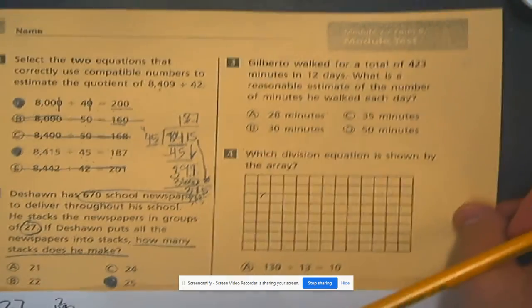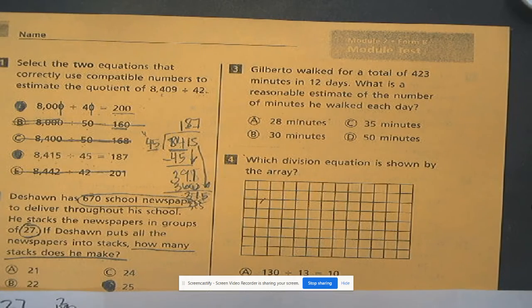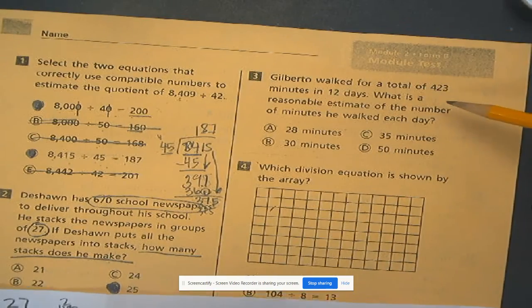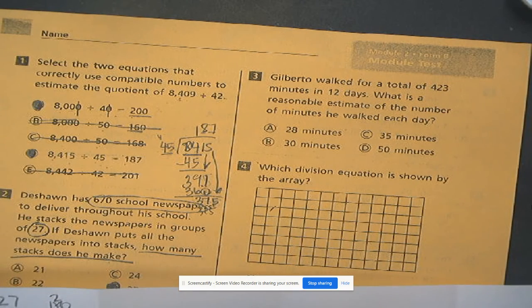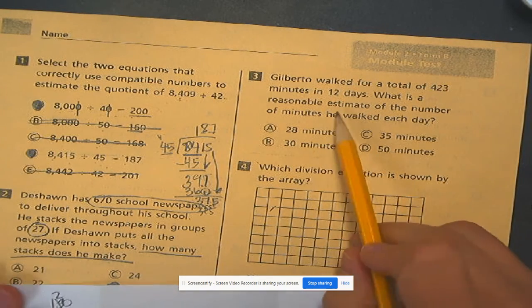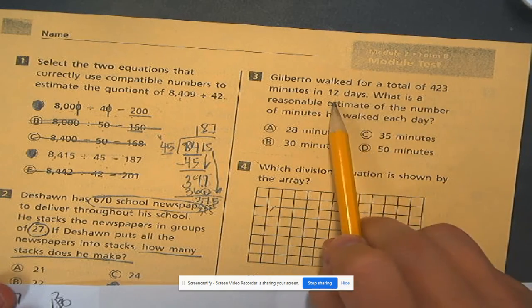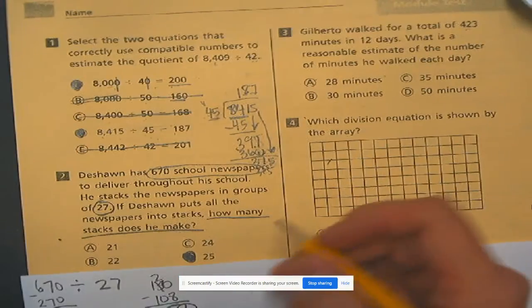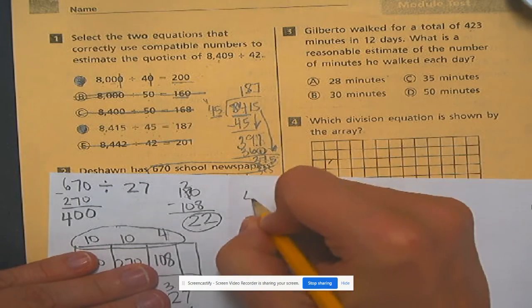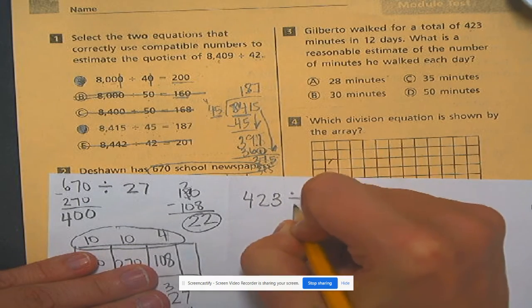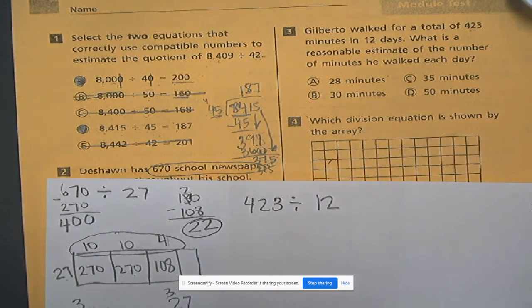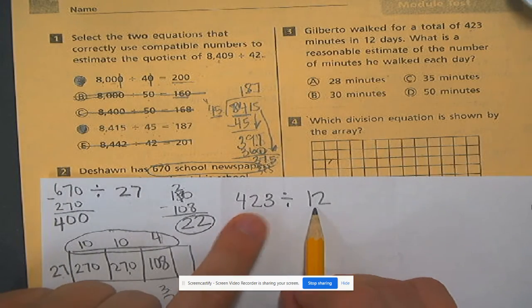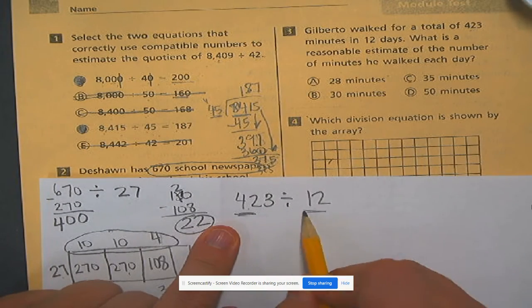Almost, right? Pretty close. Okay, Gilberto walked for a total of 423 minutes in 12 days. What is a reasonable estimate of the number of minutes he walked each day? So we want to try and find compatible numbers. Okay, so we're saying 423 divided by 12. Okay, so we want to try and find compatible numbers.